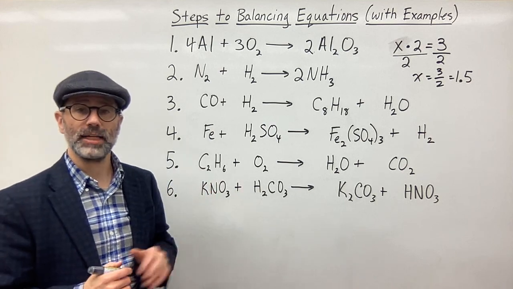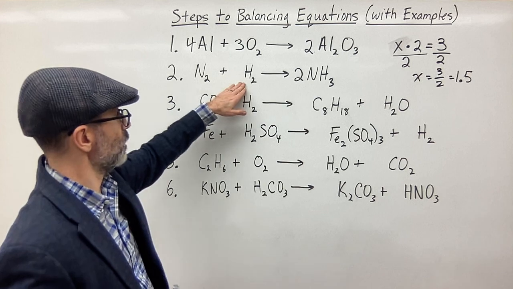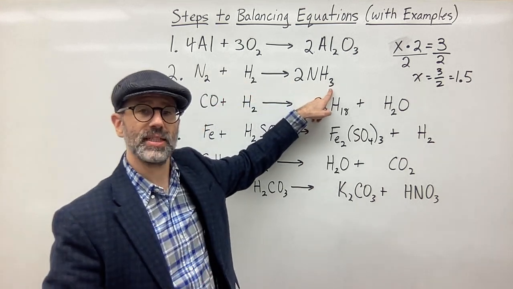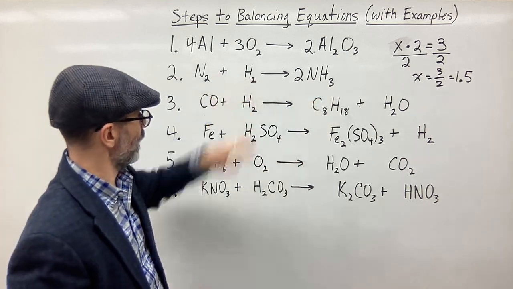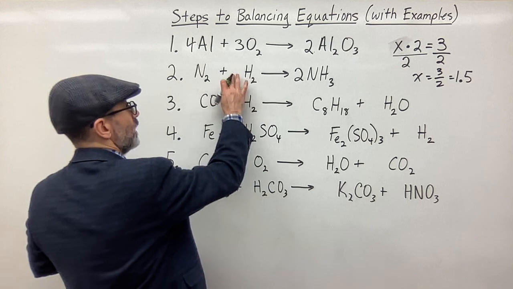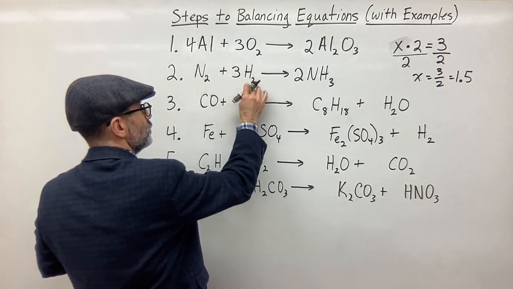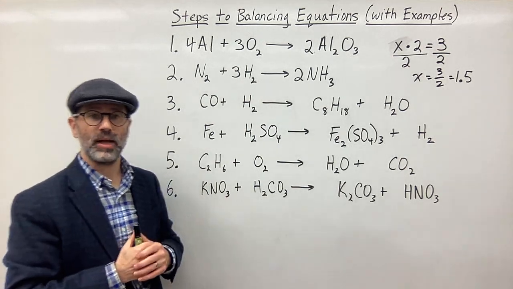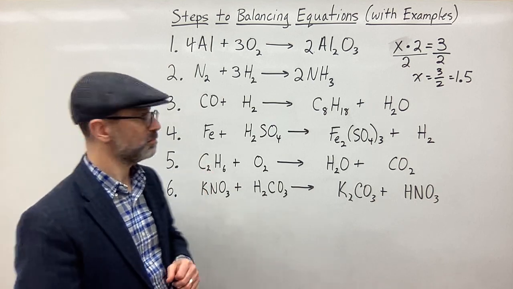So now I go to hydrogen. So I have 2 hydrogens here. I have 2 times 3 is 6. So I have 6 hydrogens on this side. So I need 6 on this side. So what times 2 is going to give me 6? 3. So 3 times 2 is going to be 6. Now the hydrogens are balanced. Everything is balanced. So that's number 2. Let's go to number 3.